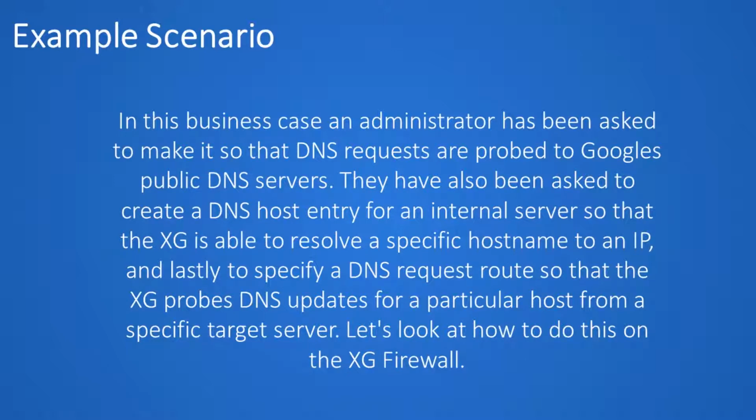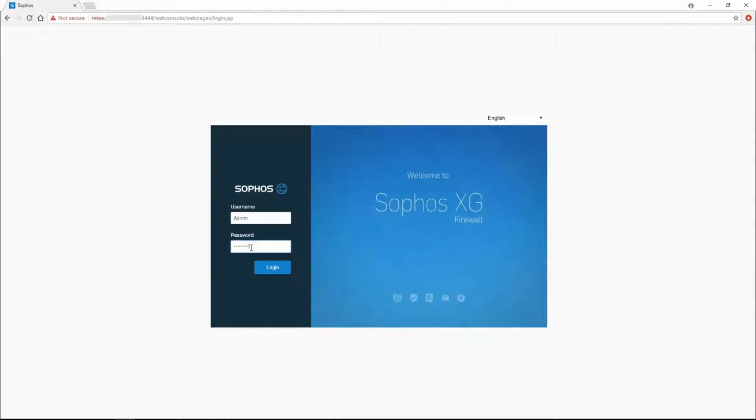They have also been asked to create a DNS host entry for an internal server so that the XG is able to resolve a specific host name to an IP, and lastly, to specify a DNS request route so that the XG probes DNS updates for a particular host from a specific target server. Let's take a look at how you would do this on the XG firewall. We'll start off by logging into the XG firewall.